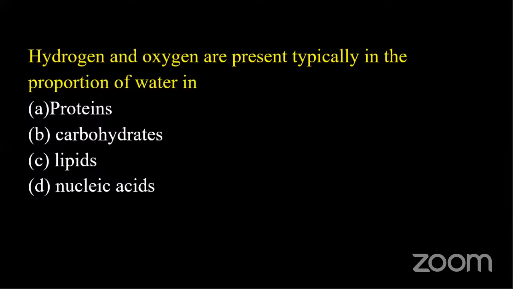Hydrogen and oxygen present typically in the proportion of water in. They are asking where hydrogen and oxygen are present typically in the proportion of water. Is it in protein, or in carbohydrate, or in lipid, or in nucleic acid? Think a little bit, then answer.